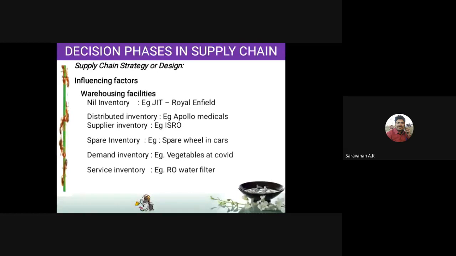Okay, next is the service inventory, RO water filter. Once you buy the RO from any company, you will get regular monthly calls, or some person will stand in front of your door at least once in 3 months to change the filter and other things. So this is what we call the warehouse decision taken on the warehouse facilities.